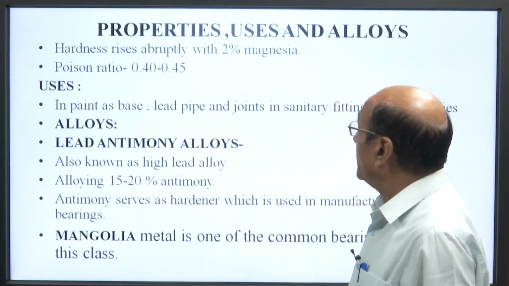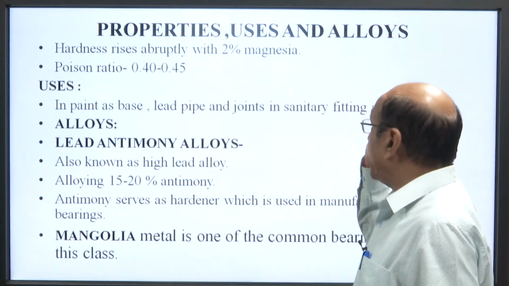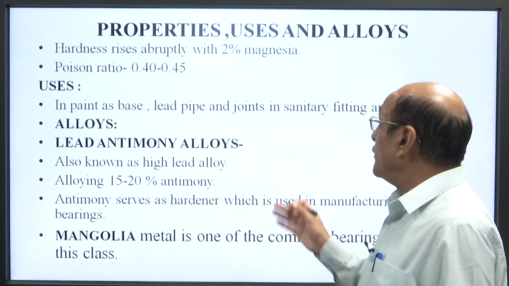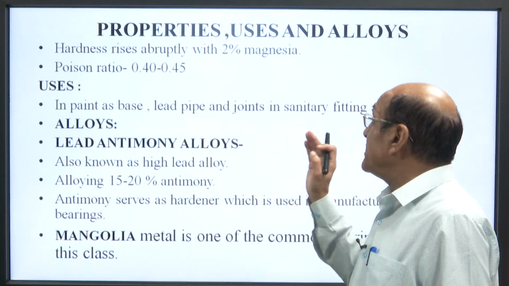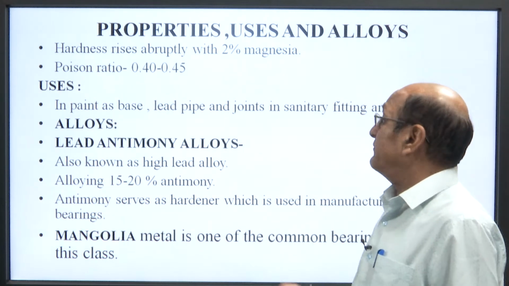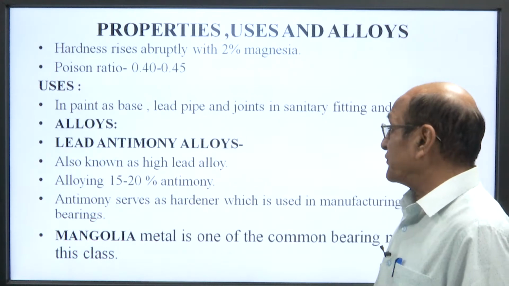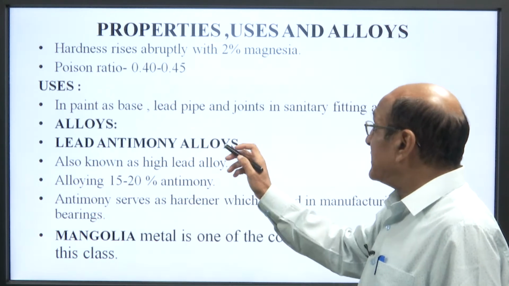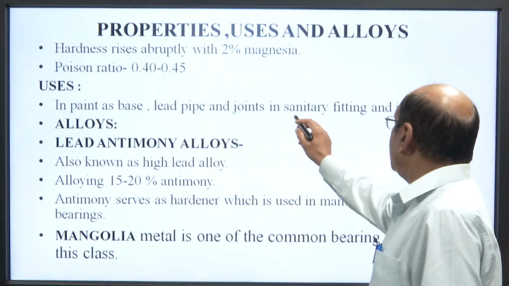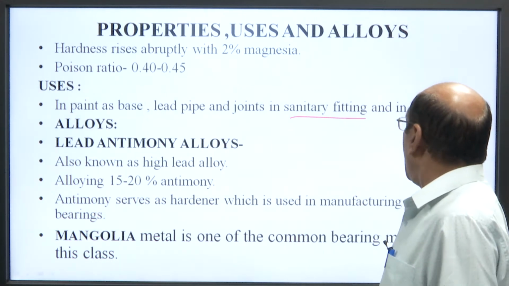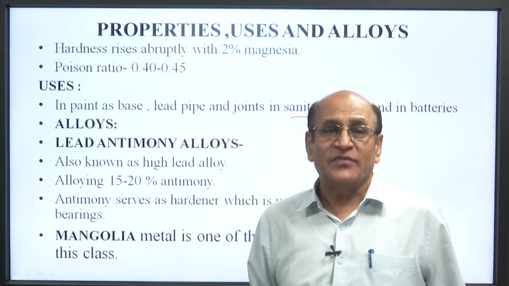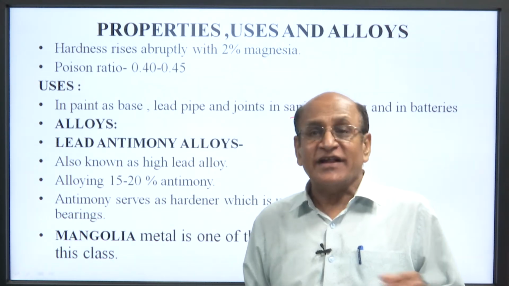Properties: hardness rises rapidly with 2% magnesia. Poisson's ratio lies between 0.40 to 0.45. Now, come to the uses. In paint, it is used as a base. It is used in lead pipes, joints in sanitary fittings, and it is widely used in batteries. All of a battery's plates use lead.